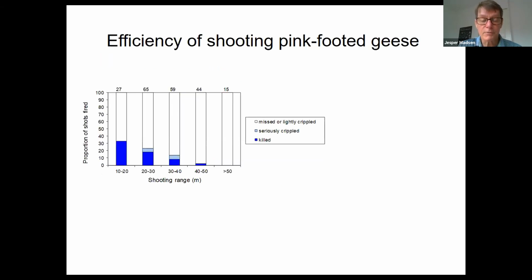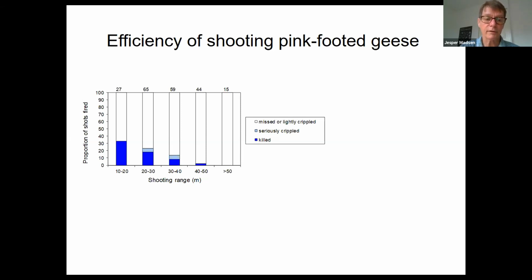Back in the 1990s, we also looked at the efficiency of shooting pink-footed geese. We did that by field studies in Western Jutland, where the hunting was performed without the hunters knowing that we were observing them. So we were actually spying on the hunters at that time. And we were sitting in some elevated points so that we could look into the fields, and we could see hunters at a distance of up to 1 kilometer from the spot that we were using for observations.